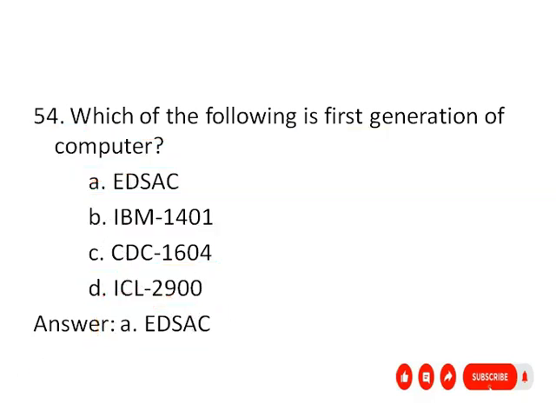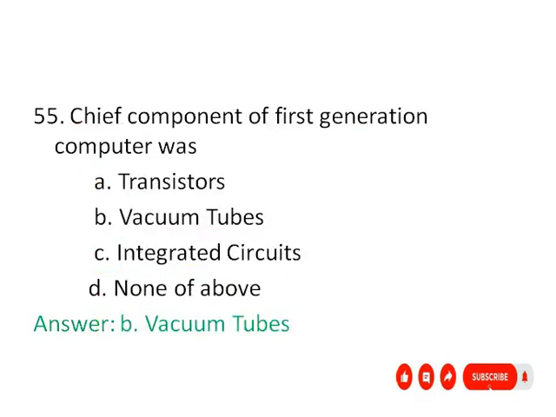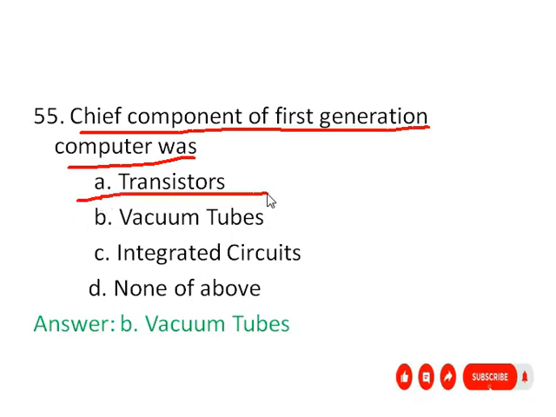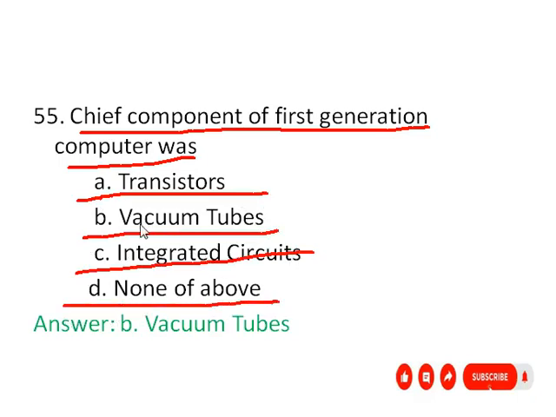Our next question, chief component of first generation computer was, given options are A. Transistor, B. Vacuum tube, C. Integrated circuits, D. None of above. So our correct answer is option B. Vacuum tube.